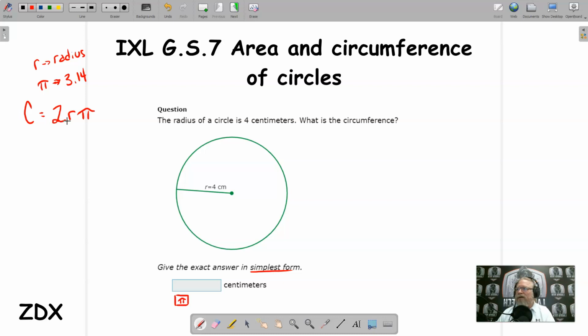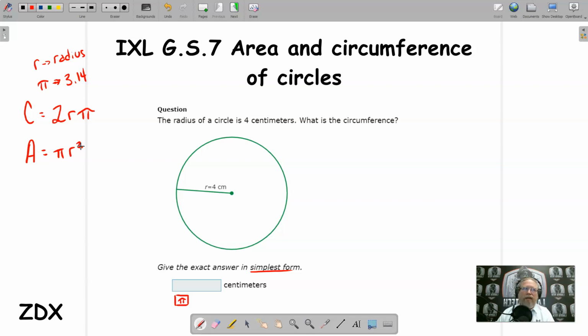So circumference is 2r pi. Now the area of a circle is equal to pi r squared. Now what do you notice about these two formulas? They're kind of alike in a way, right? They both have pi in it. They both have r for radius, and they both have a 2. However, with circumference, the 2 is a factor, and in the area, the 2 is an exponent.